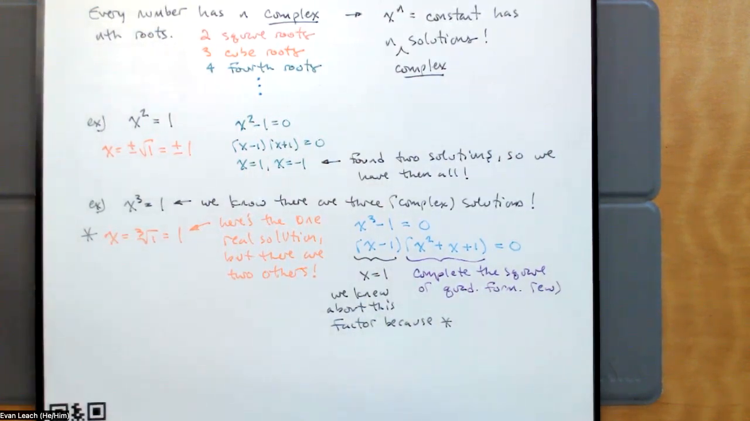For this x squared plus x plus 1, we could either complete the square or use the quadratic formula to find the solutions over here.